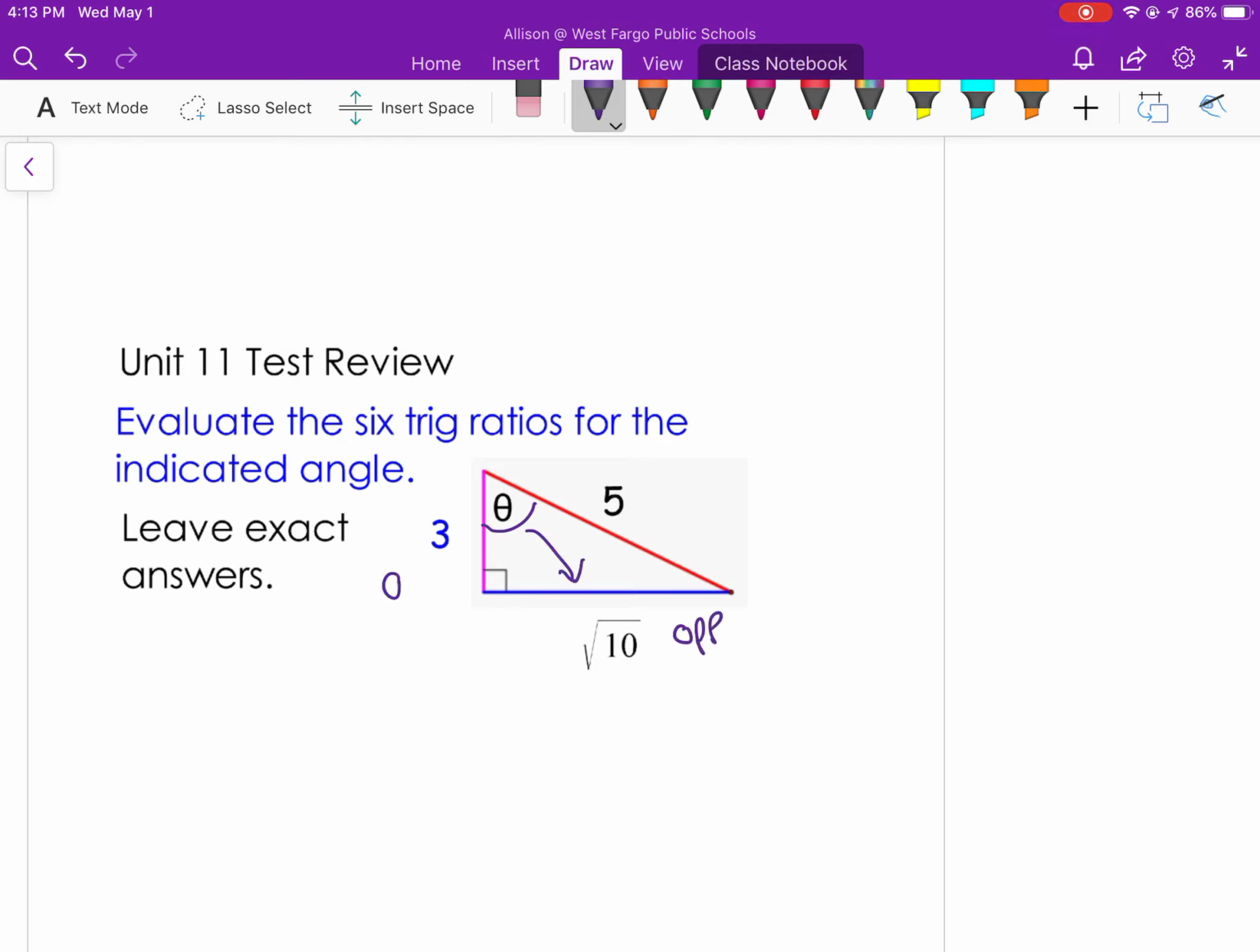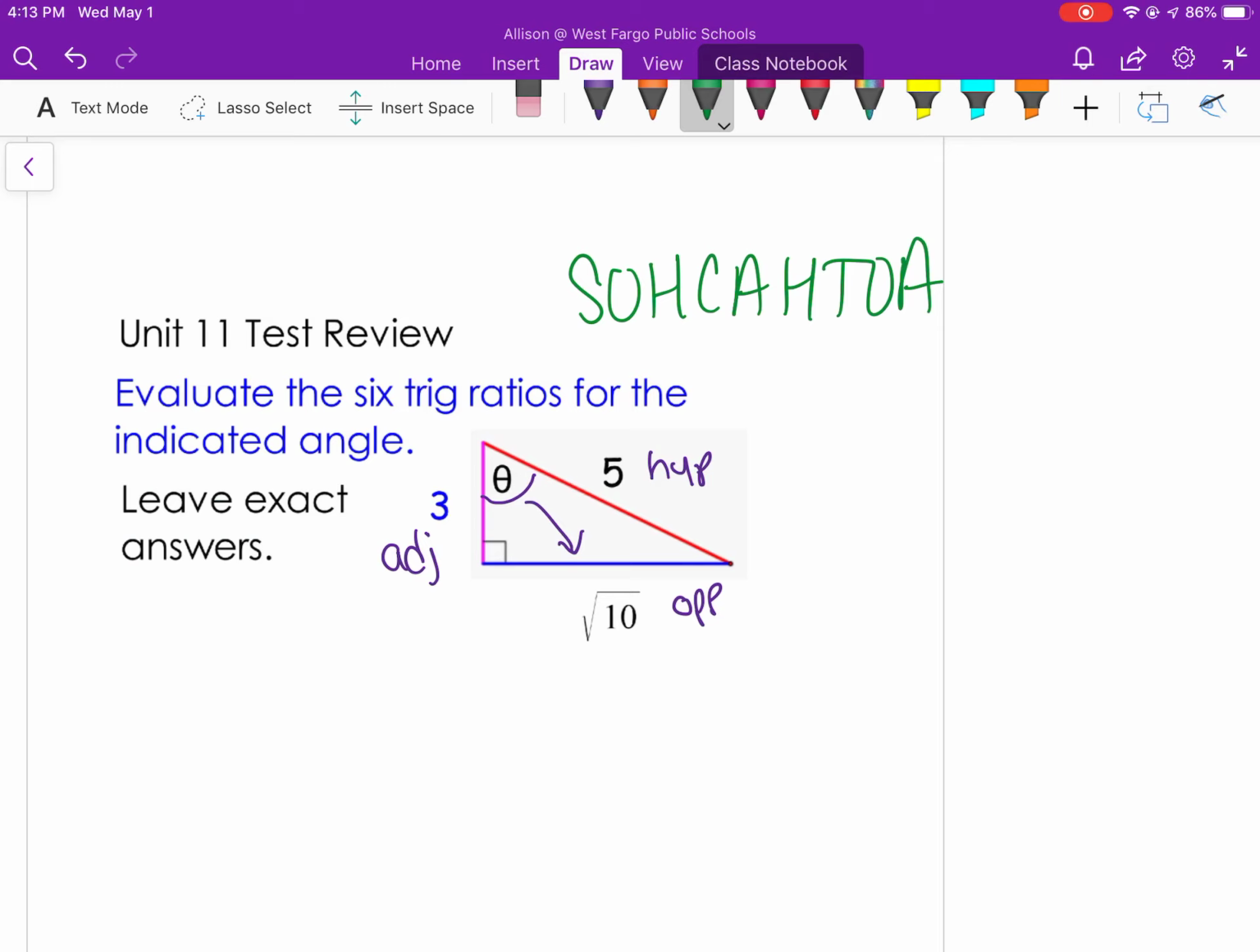Remember, next to or adjoining is your adjacent side. Across from the 90 degree angle is your hypotenuse. And then we did use the acronym, maybe, Sohcahtoa, to help us remember the main trig functions.